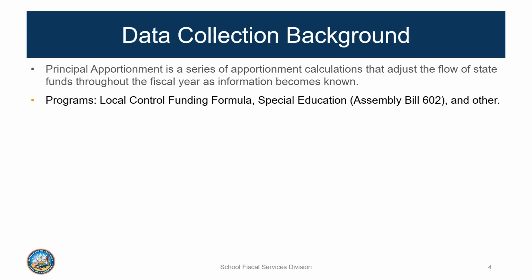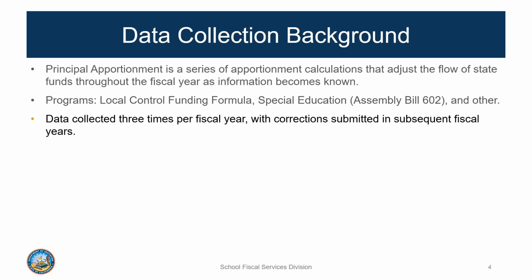The programs that are funded based on the data include the local control funding formula, which is the main source of general purpose funding for districts, charters, and county offices of education. Special education, AB 602 funding also uses the data that we collect, and there are a few other programs as well. For example, there's the new ongoing expanded learning opportunities program that's going to use ADA that we collect through the Principal Apportionment Data Collection.